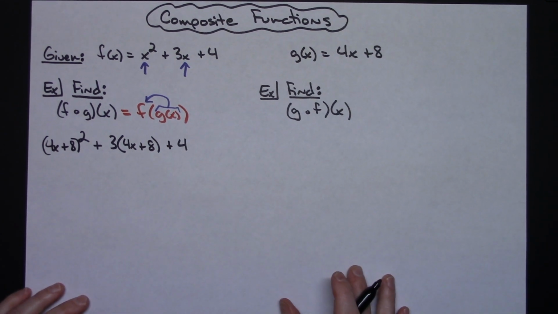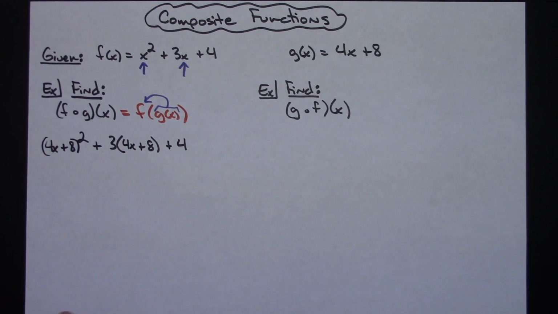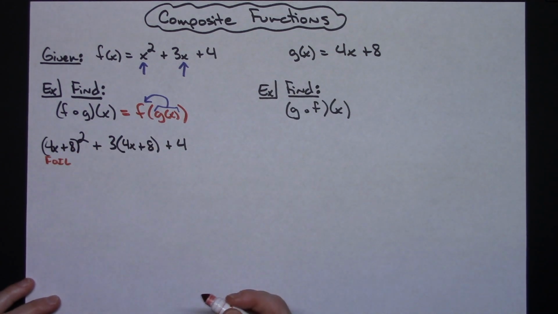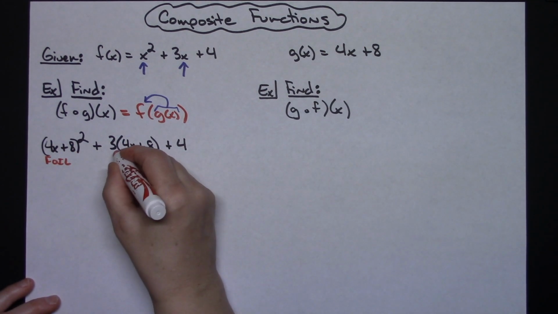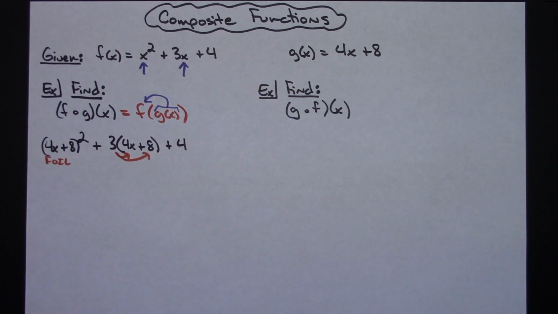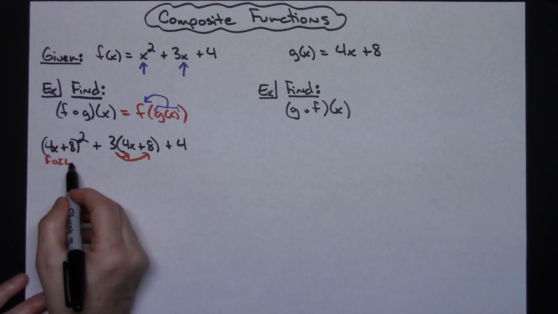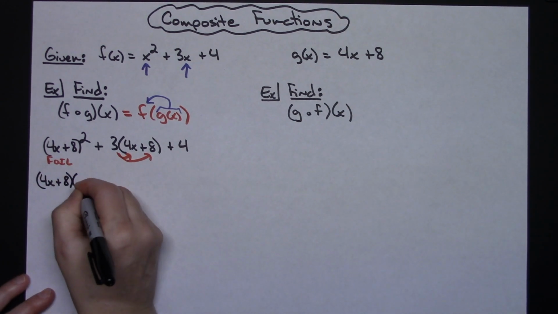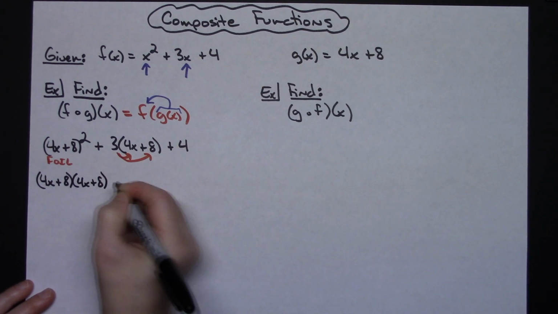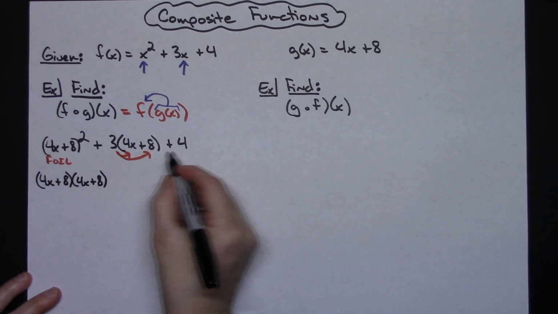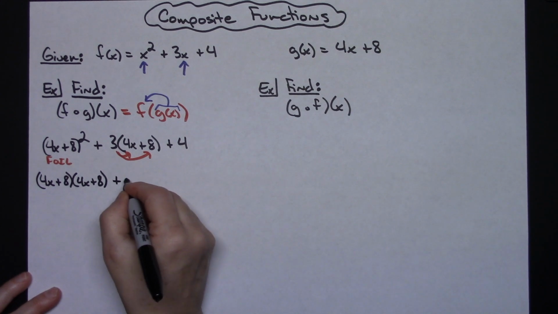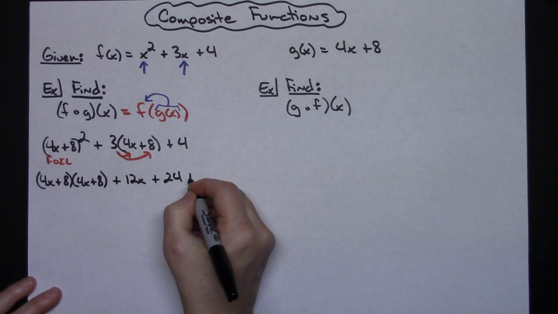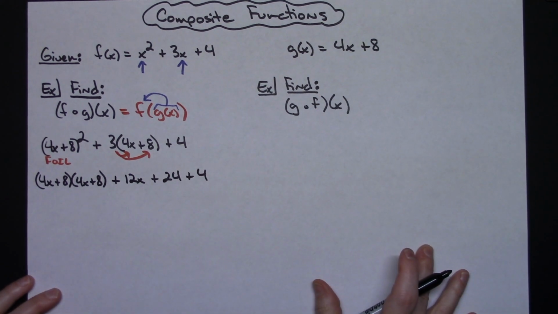From here on out, it's just a matter of doing a lot of algebra. We're going to FOIL this right here. I'll probably even write it twice so you can see it. We will distribute the 3 right there. So, to make the foiling easier, I'm going to write 4x plus 8 times 4x plus 8. Let's go ahead and then finish this out distributing. I'll have a 12x there. 3 times the 8 will give me the 24, and then plus a 4 right there on the end.